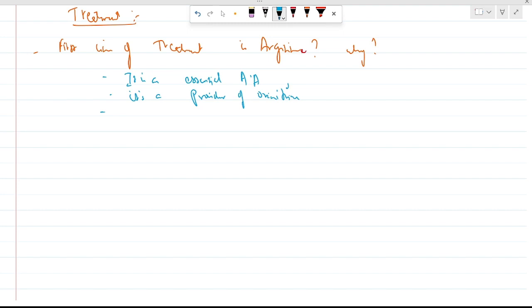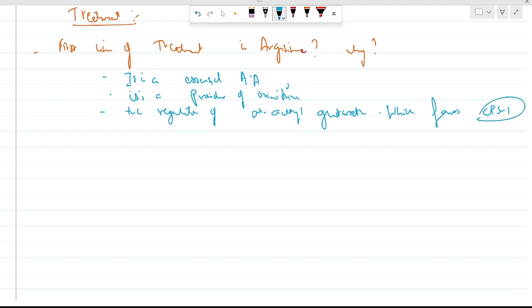Also, it's a positive regulator of N-acetyl glutamate, which favors the CPS1 enzyme, carbamoyl phosphate synthetase, the rate limiting enzyme. Arginine is a positive regulator of N-acetyl glutamate.